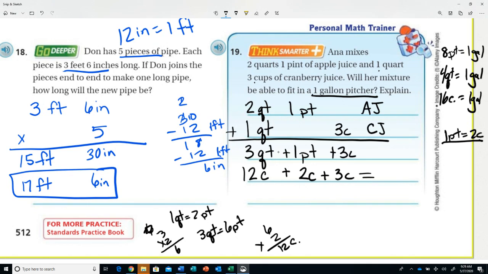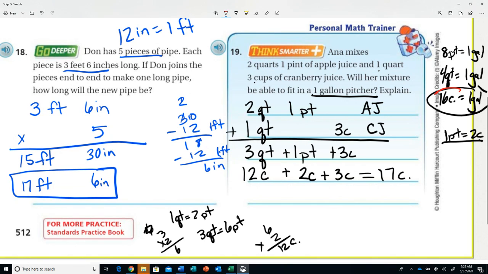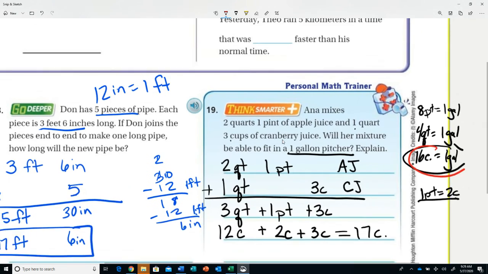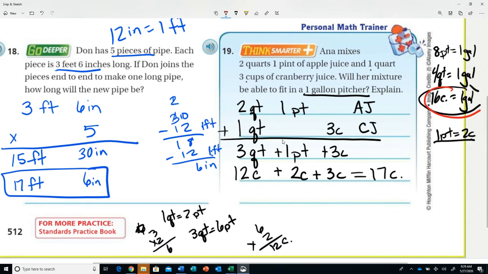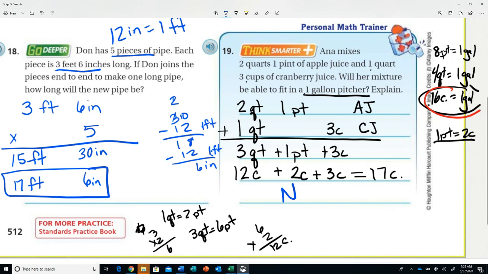And now I can add these numbers. 12 plus 2 is 14. 14 plus 3 is 17 cups. Does that fit into a gallon? Well, way back in the beginning of this problem, we put down that 16 cups equals a gallon. I have 17 cups. So guess what? No, it does not fit. You have one too many cups.